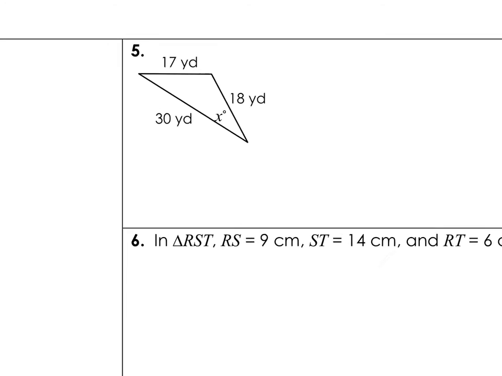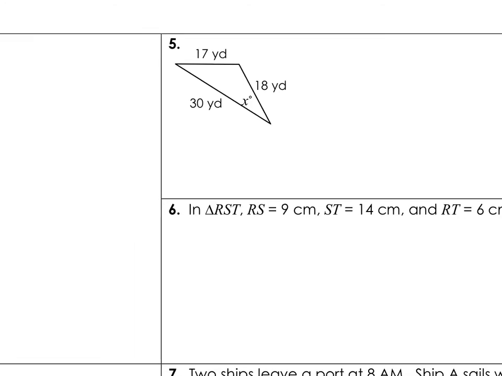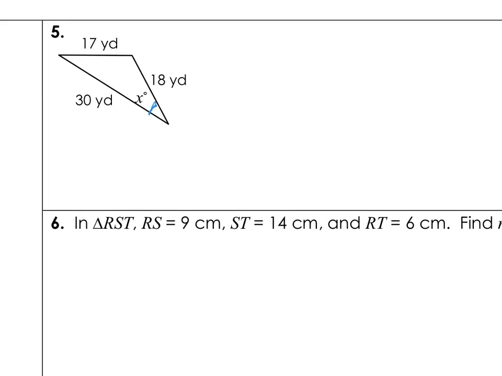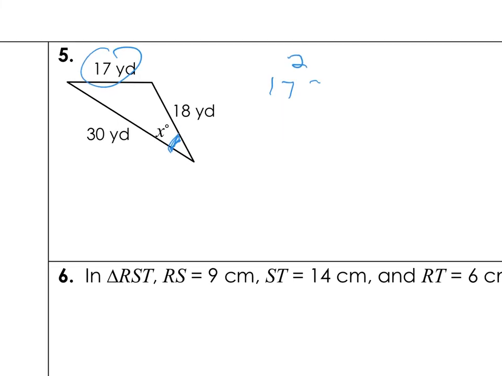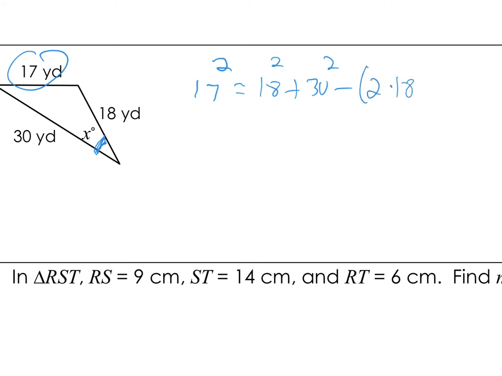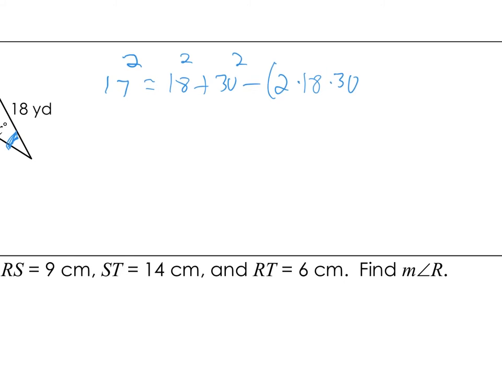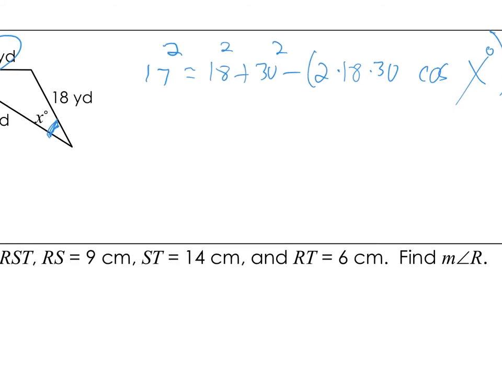Another problem is given. Picture's there, okay? And I'm looking for this angle here. This is just like the last problem. So I'm going to just set it up real quick and say to you that the side opposite of the included angle is 17. So 17 squared. Did I do squared on the last problem? Wasn't sure. 17 squared must be equal to the 18 squared plus the 30 squared minus the 2 times 18 times 30 times the cosine of my missing angle, cosine of x degrees. And so there's my setup.